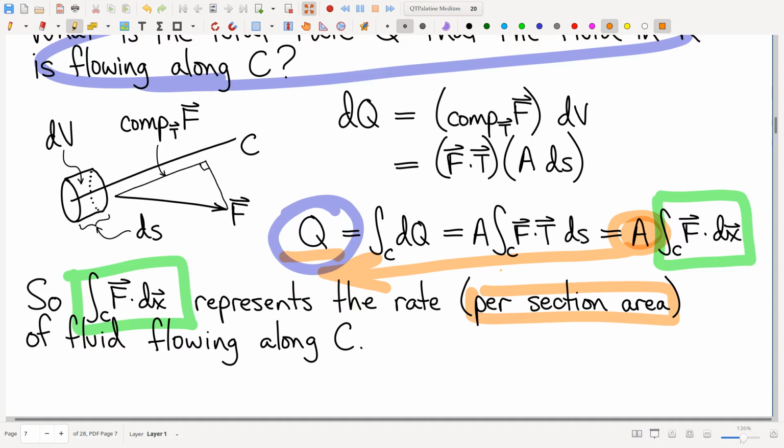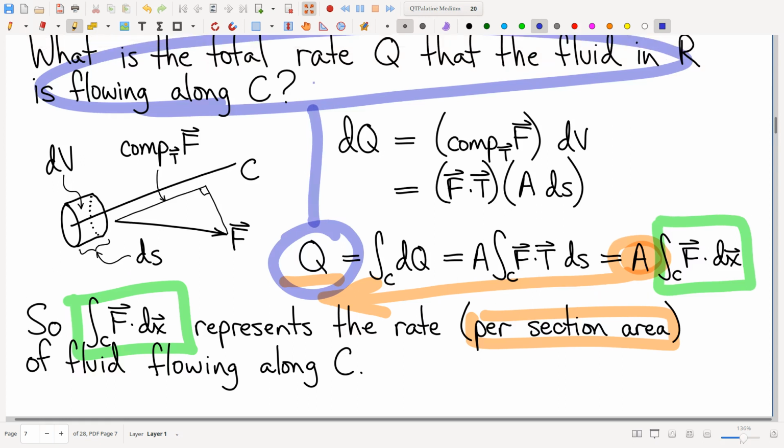Vector line integrals, what they represent in the fluid context is, with the understanding that, of course, it depends on what your cross-sectional area is. Vector line integrals represent the total rate that the fluid is flowing along the curve per unit area. That makes sense? So this is an interpretation.